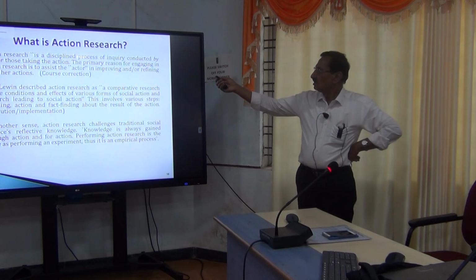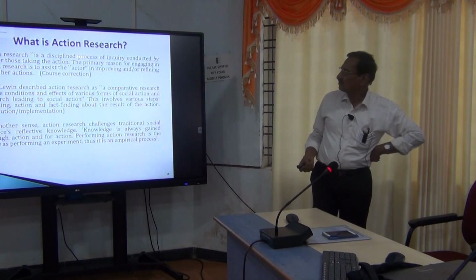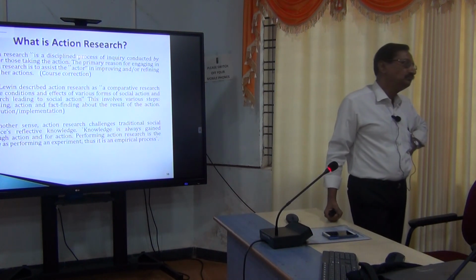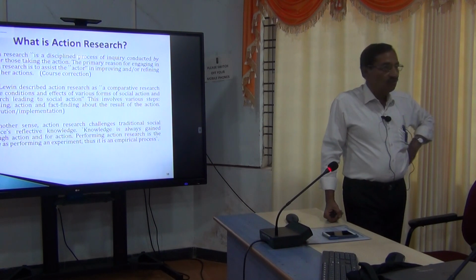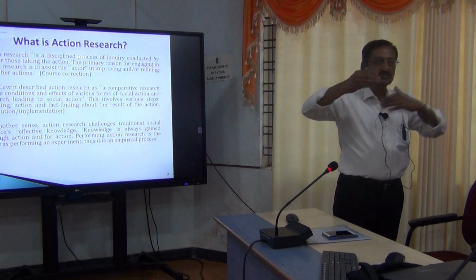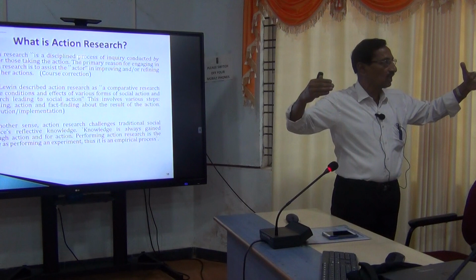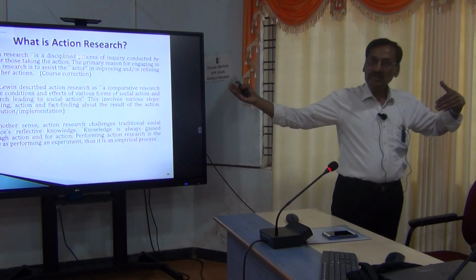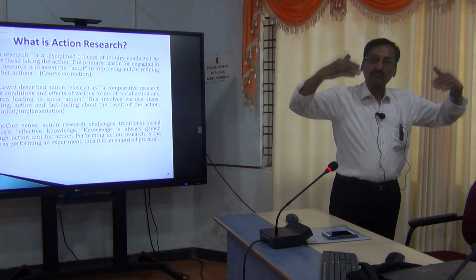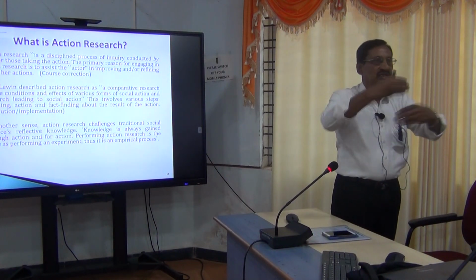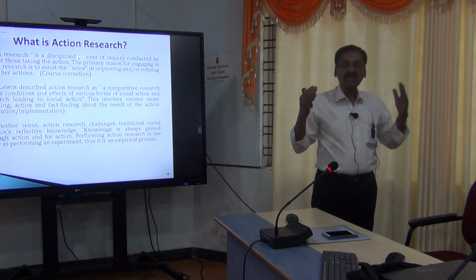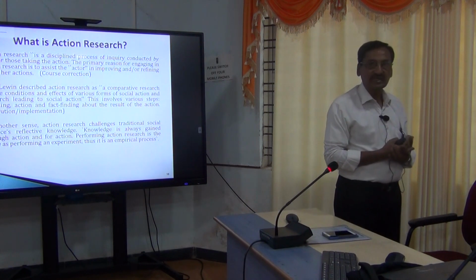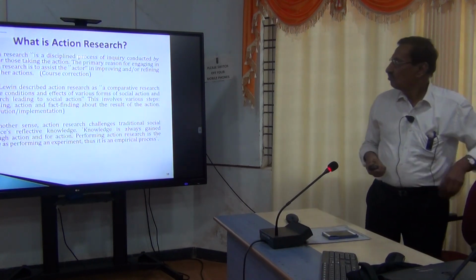So that research would assist the actor in improving or refining his or her actions. To help the implementer with course correction. If something is going wrong while implementing the program, and the research findings show some problems in the implementation, then the actor can modify, can change. So it helps the actor, implementer, executor. So that is one definition.